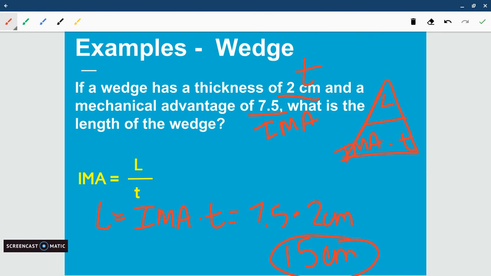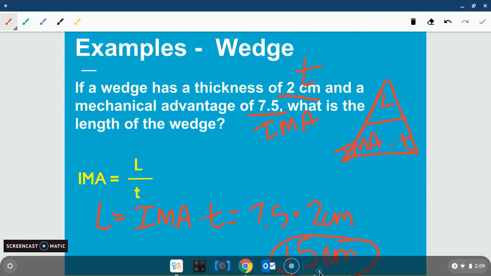And that concludes our example on wedges and wheels.